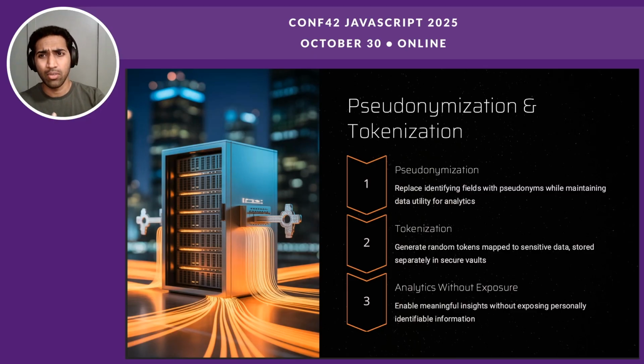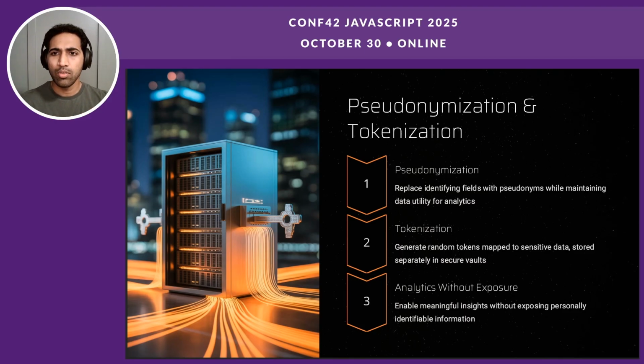And tokenization pushes this further by generating random tokens that map to sensitive data stored in a separate secure vault. So this is even more secure. And the beauty is that your analytics pipeline never touches real PII. So basically, the analytical pipeline is running on those randomized tokens that got generated and lets analysts still derive meaningful results. But when you really have to access that, you can bring that data and join it back to the tokens.